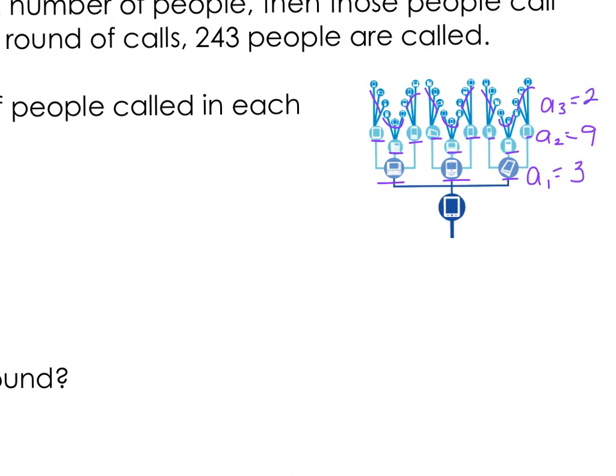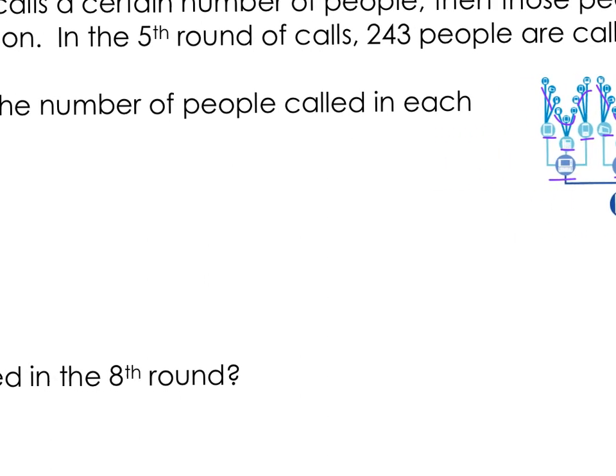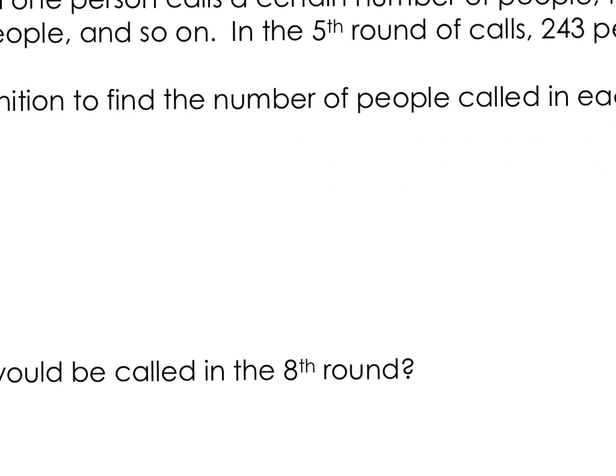How many people were called in that third round? That would be 27. Looking at this pattern, we've got 3, 9, 27, and then I notice in the 5th round, 243 people were called. So 3, 9, 27, and then 243. That's crazy. Let's figure out if we can determine the explicit formula.